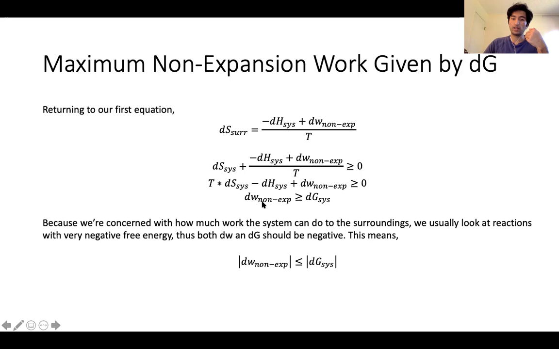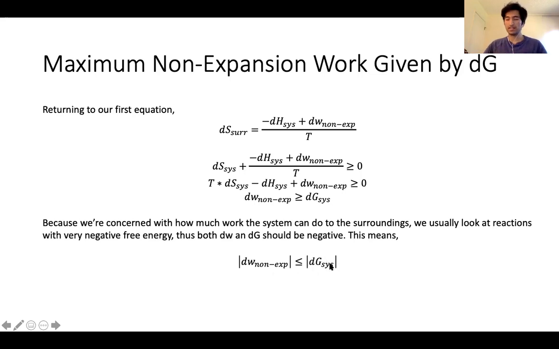And that's why we can go from this inequality here to this, where we're essentially saying that if you have a given reaction that has a total free energy change given by dG sys, then the amount of total non-expansion work is upper bounded by the total change in free energy.